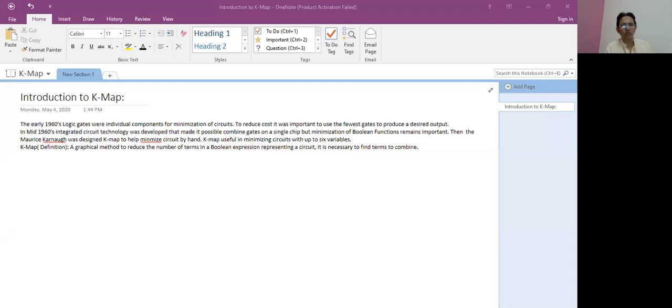Today we will talk about the K-map. K-map in short, the whole name is Karnaugh map. Now, first we will talk about the introduction to K-map.